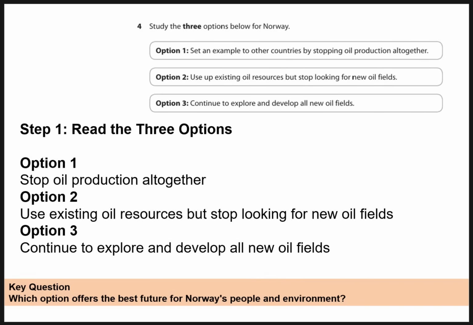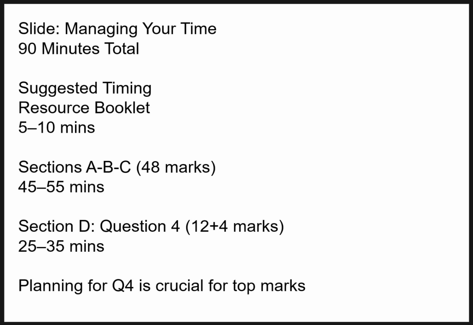Now, at this point, you're thinking, this is the last question. It's a 12 mark question. How much time do I really have? So let me show you. Managing your time. You've got 90 minutes. As I said right at the top of the session, spend up to about 10 minutes on the resource booklet. Any less than that, you probably haven't read enough. But you can easily spend more than 10 minutes on the resource booklet and then forget what you've read. So 10 minutes is probably enough just to identify what the key themes are, what the key options are, what it's asking you.